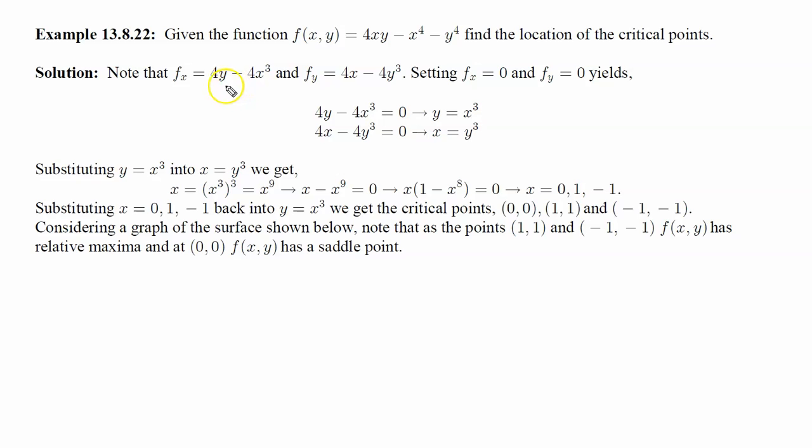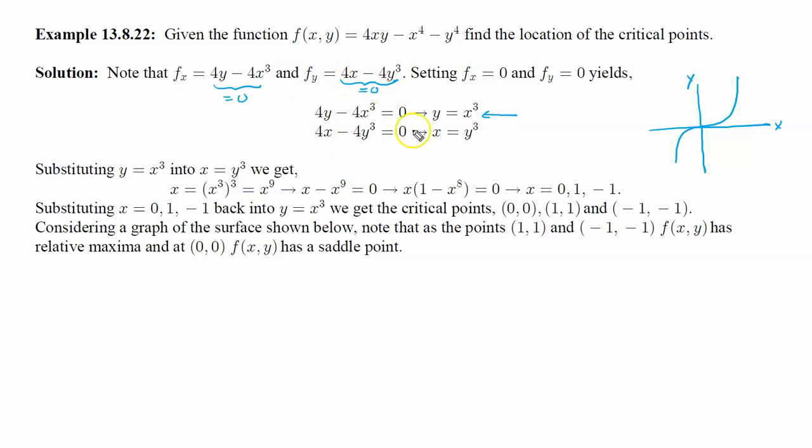And now we just need to set each of these equal to 0 and solve for x and y. So setting the first one equal to 0, that implies that y equals x cubed. Okay, so along this curve in the xy plane, that's where the partial with respect to x will equal 0.